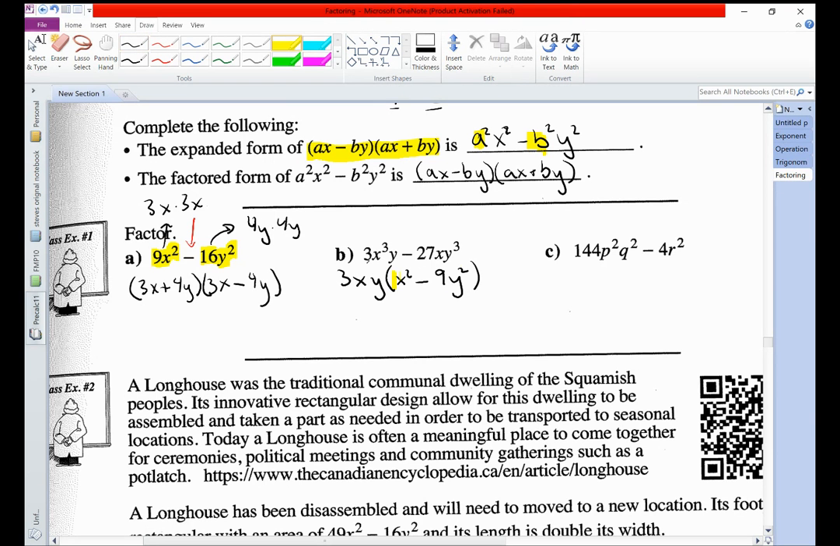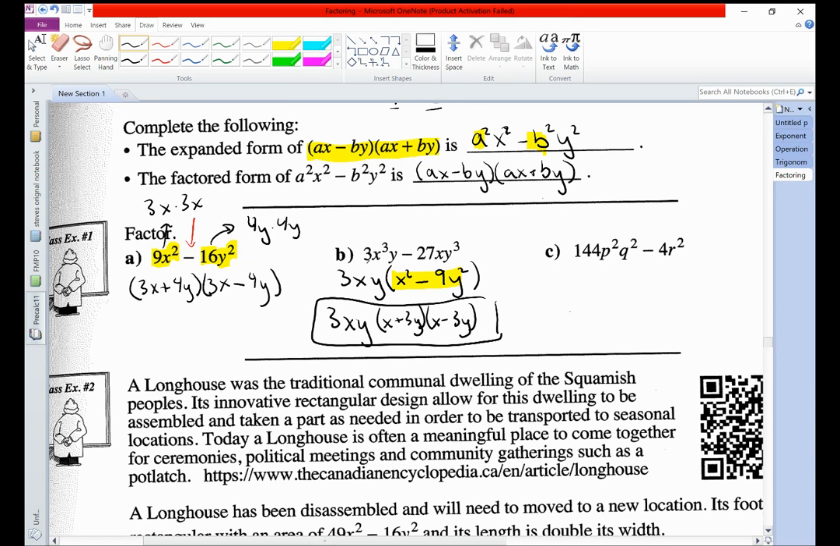So if you look at this binomial here, you can see x squared is a perfect square, 9y squared is a perfect square, and it's subtraction. So we keep our term out front, 3xy, but we can split that binomial into two factors here, where x squared is x times x, 9y squared is 3y times 3y. One's a plus, one's a minus, and that's our answer right there.